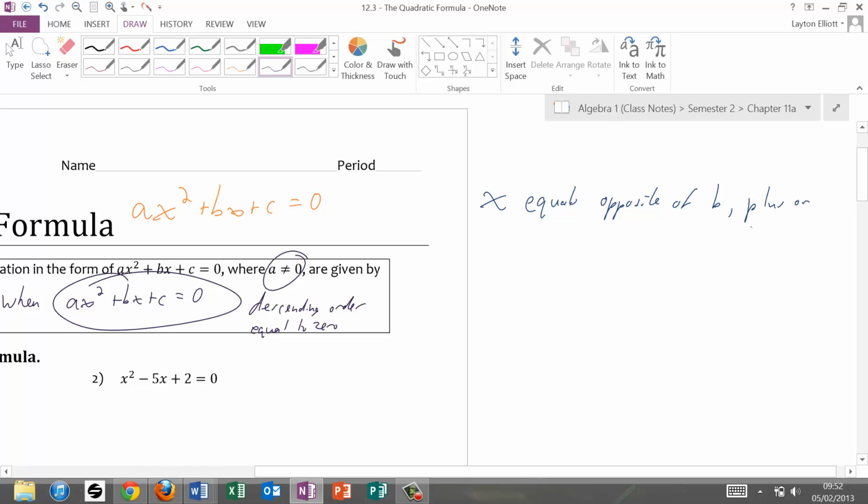Plus or minus the square root of b squared minus 4 times a times c. Actually, I'll just make this 4 an actual 4. All over 2a.